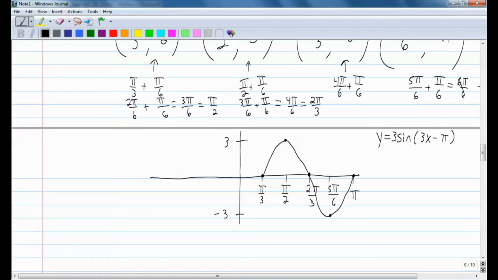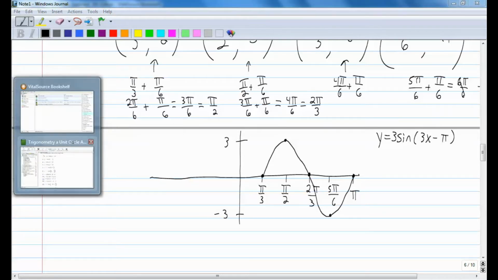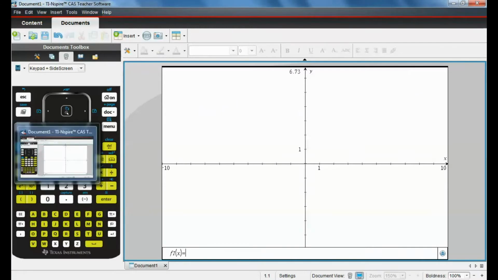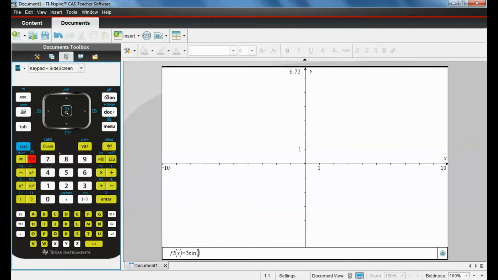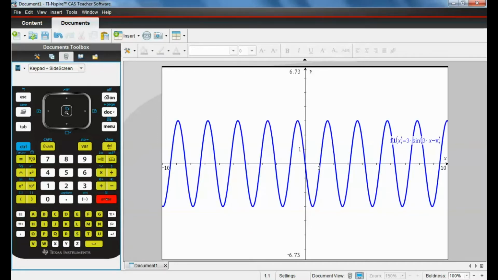Now, let's compare what we have to a standard window of a graphing utility. So 3 sine 3x minus pi. Notice there's a lot of periods drawn here. That's because our period was 2 pi over 3, or 2/3 pi. So we should have more.